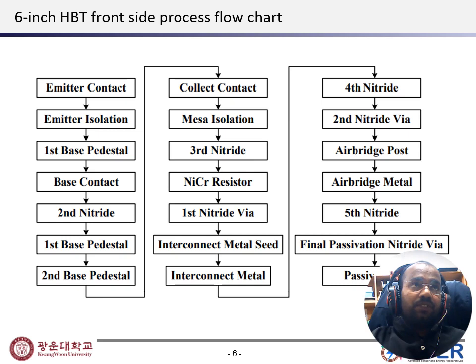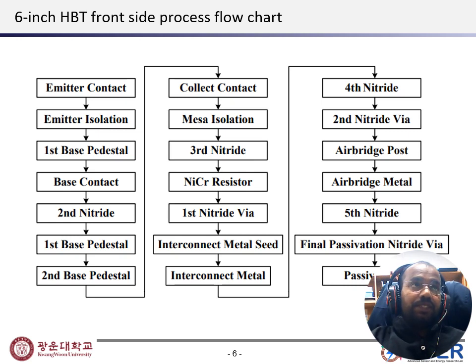The 6-inch HBT front side process flowchart. In this figure, we can see the 6-inch HBT process for the front side. First, we have to do the emitter connect, emitter isolation, first base pedestal, then base connect. Second, we have to do nitride, the first base pedestal, second base, then we connect, then mesa isolation, third nitride.